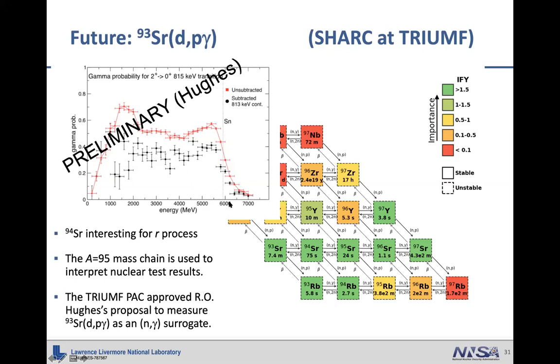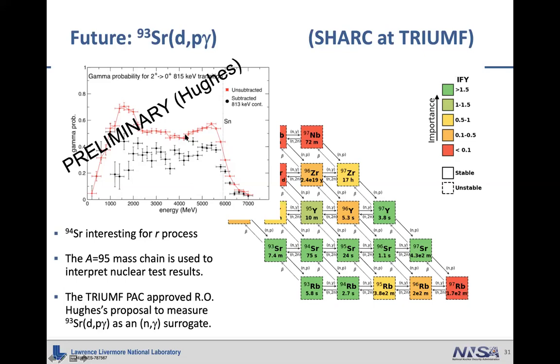So this is data from strontium-94 d,p. Sorry, this is strontium-95 d,p, I believe. Yeah. So here are the low-lying states. Here's the 2 to 0 in this nucleus.